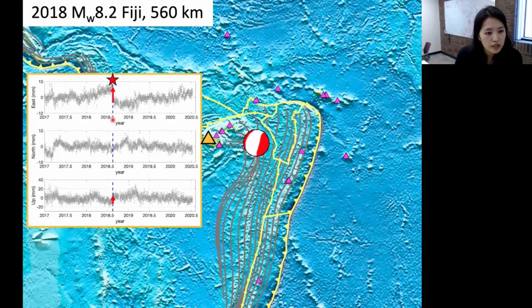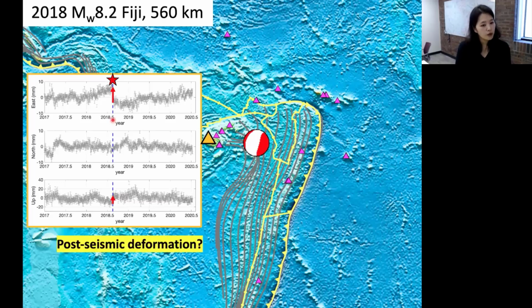So in this station, in this location, basically you have eastward and also upward co-seismic motion that's observed. Now, of course, we are interested in post-seismic deformation. Can we find any post-seismic deformation here? Well, now you realize the real data is not as clean as what I just showed you earlier as a cartoon version. And that's because there are a lot of different sources of signals that are contributing to GPS data.